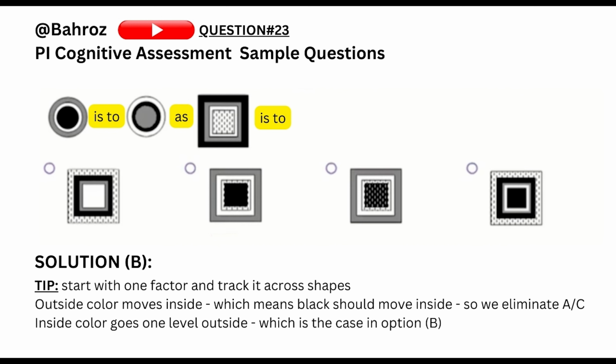Now the second factor is inside color goes one level outside, which is the black color in the circular shapes goes one level outside and takes the place of white color, which in our case is option B, where the shaded color just moves one level outside.